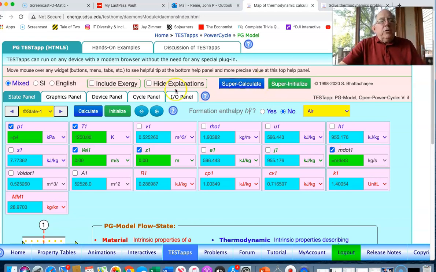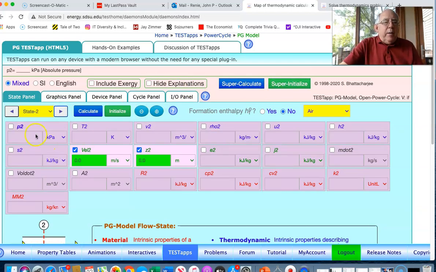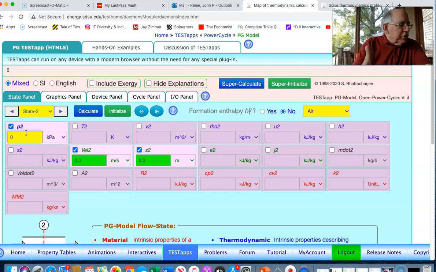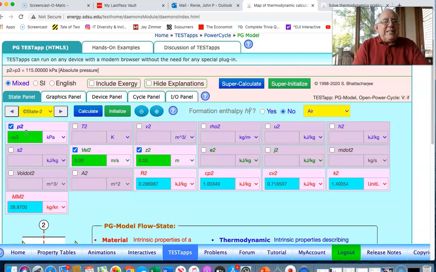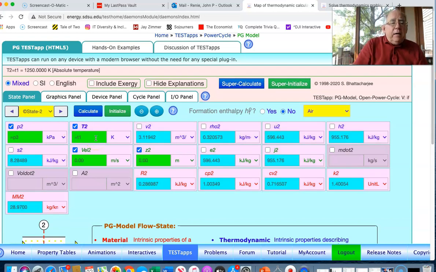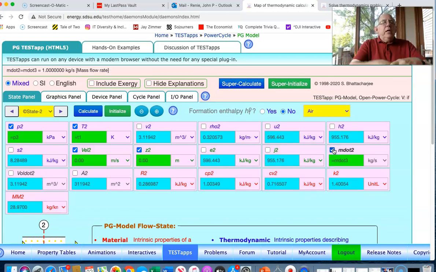We now can go to state 2, which is the outlet, and we know that the pressure drops to the pressure at P3, which is 115 kPa. We also know that the outlet of the turbine is at the same temperature as the inlet of the turbine, and we know that the m dot is m dot 3. So we have all of the state points.